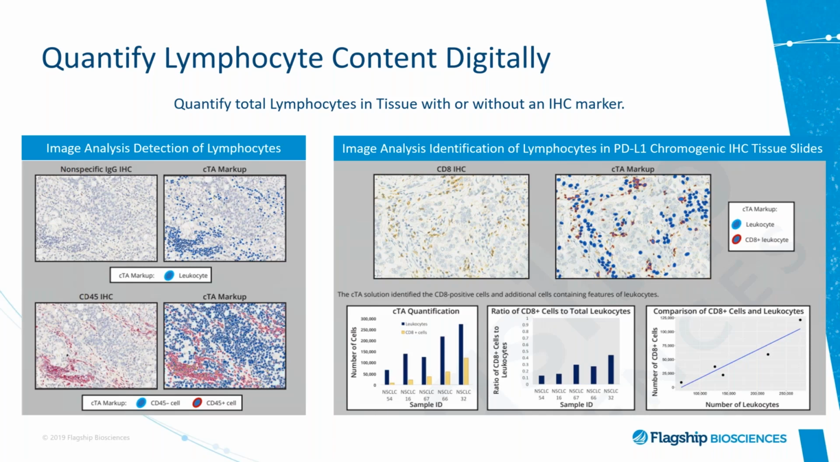As you can see in the next chart, comparison of this staining with CD45, and more specifically CD45RO stained cells for T lymphocytes, gave a fairly good correlation between the immunohistochemistry and the marker. On the left-hand side panel, you can see that there was also a very good correlation between the AI markup of the lymphocytes and the CD8 markup of the lymphocytes.